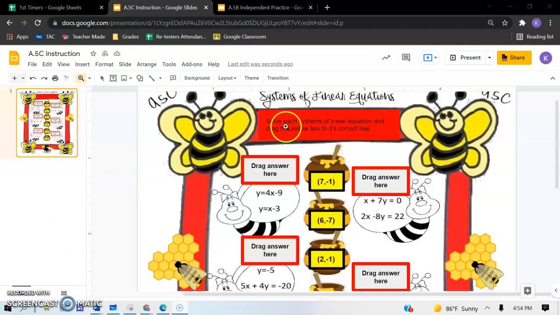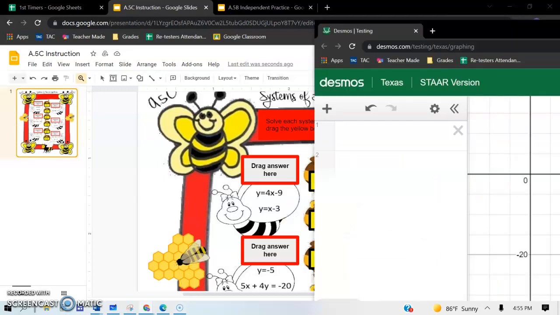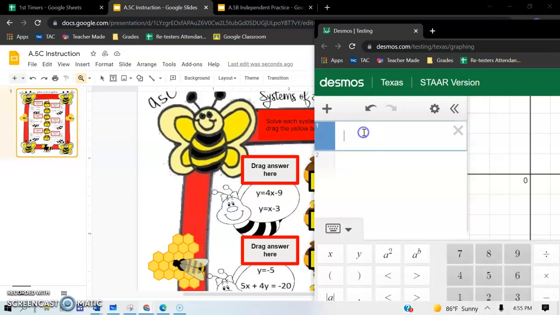All right, on this activity, it's systems of linear equations. Basically, a system is whenever you have two lines or more, and your main goal, that's it. Don't think about it. Every time that you see two equations together, you're going to ask yourself, where do they cross? That's simple.